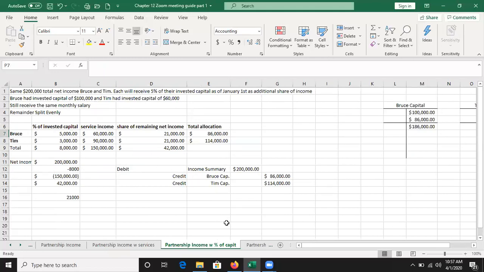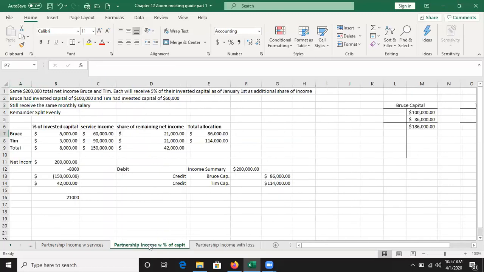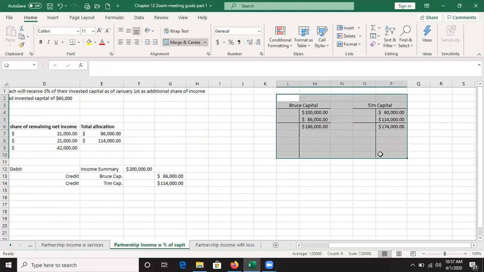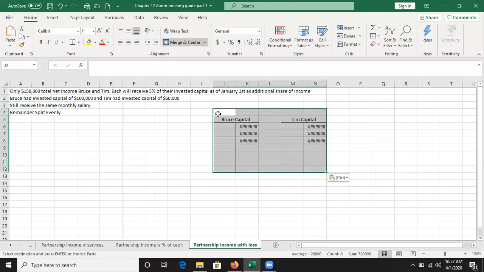The last thing we're going to look at is what happens if at the end of splitting up, giving their 5% of their capital, giving their salary, what happens if the remaining net income is a loss? So if we look on this sheet, it's the same as this sheet. I'll even copy over these T-charts quick. I'll move them over, put them here.